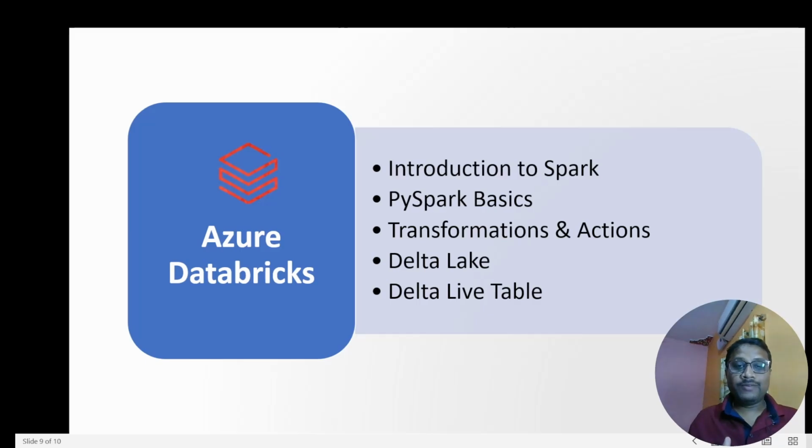Then we start the very important part, Azure Databricks: how to use Databricks in our project and what its purpose is. Databricks is basically for transformation. Then an introduction to Spark, PySpark basic concepts, and transformations and actions. Then we start Delta Lake and Delta Live Tables, how to use Delta Live Tables, what the difference is between Delta Lake and Parquet files, and what file format you are using.